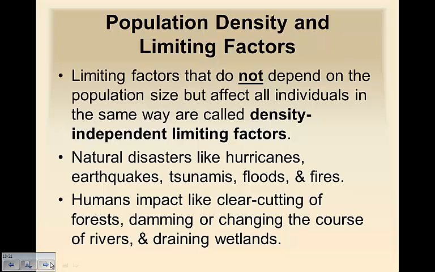All right, the density dependent limiting factors that do not depend on the population size but affect all the individuals in the same way are density independent. Remember, the independent is tied to the numbers here. So natural disasters, hurricanes, earthquakes, tsunamis, floods, fires, or human impact, clear cutting, damming, changing the course of rivers, draining wetlands, things like that, they all affect the individuals in the population, regardless of the number in the population. So there's not any competition or anything. If you dam up an area, then you're going to have an impact downriver because there's going to be less water, and upriver because now there's flooding.